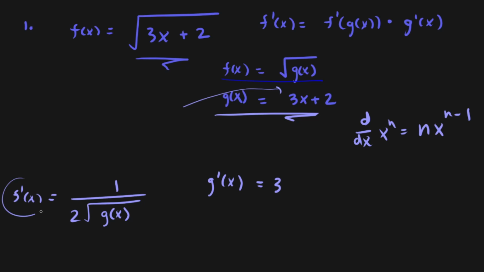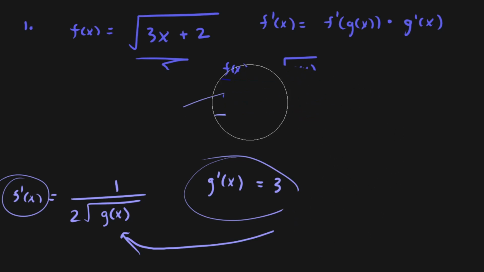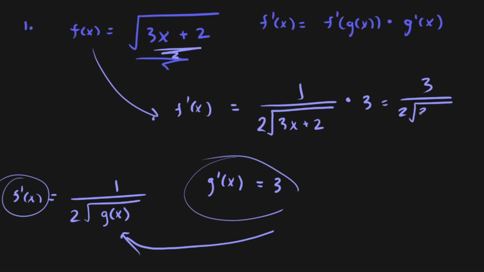So now we have f prime of x and g prime of x. Now in the g of x, we're going to plug this in here. So our final answer is going to be f prime of x equals 1 over 2 times the square root of g of x, which is 3x plus 2, multiplied by g prime, which is just the 3, which gives us 3 over 2 times the square root of 3x plus 2.